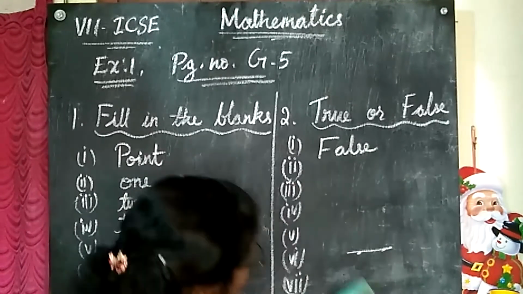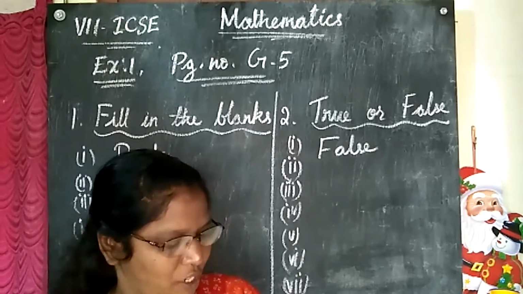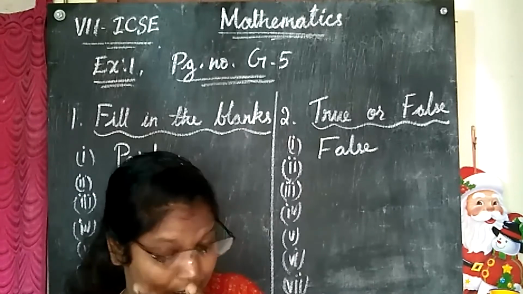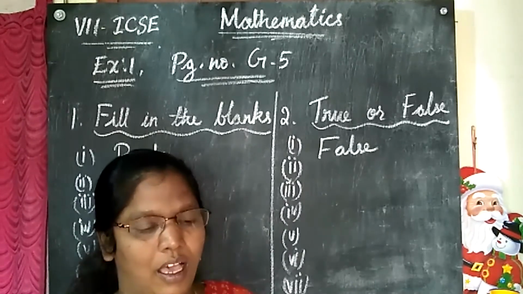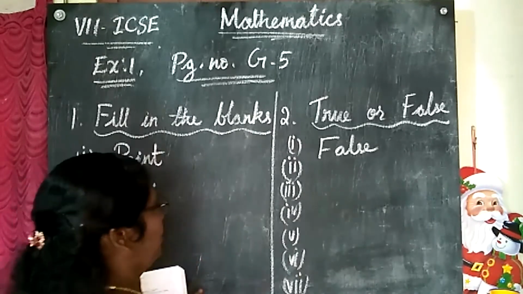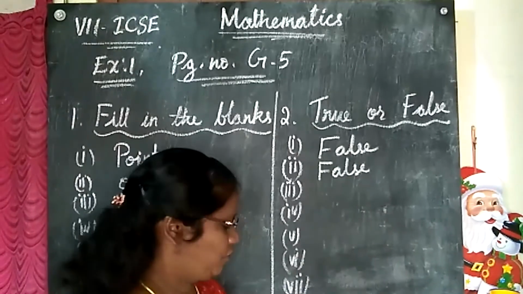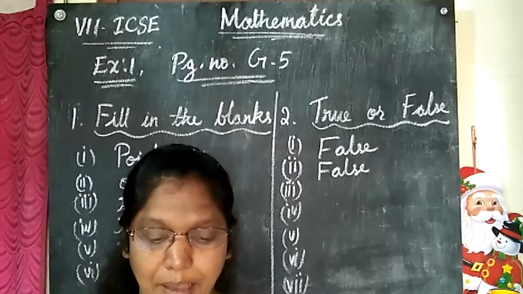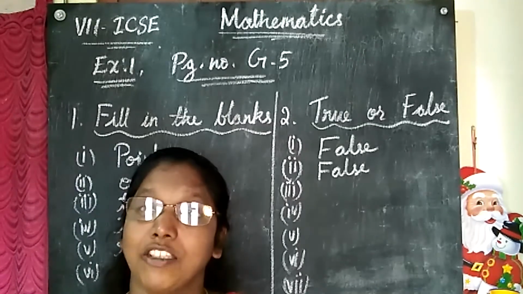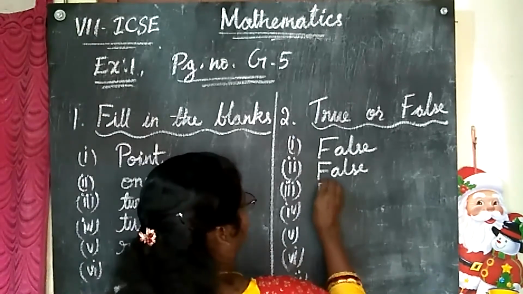Okay. Second one, true or false? A straight line has a finite length. Is it? Yes or no? A straight line has a finite length. No. So it is false. Third one. A line segment is completely known if one endpoint is known. How many endpoints does a line segment have? 2. So it is also false.